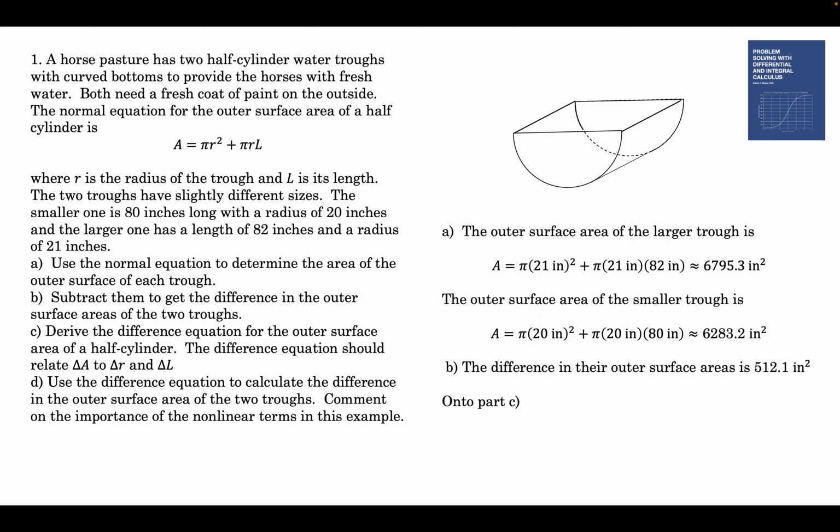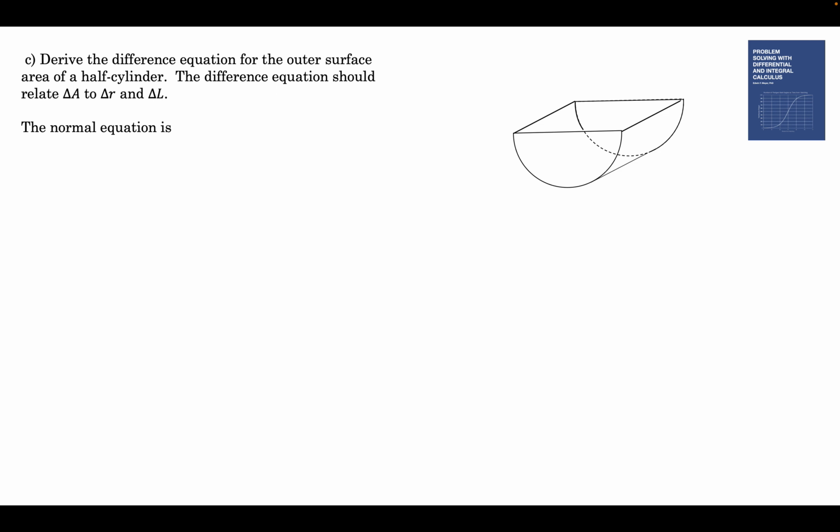Derive the difference equation. So the normal equation is this. We want to know how the area changes, delta A, when we change R by delta R and L by delta L. So the bigger trough has a radius of R plus delta R and a length of L plus delta L and a bigger area, delta A. We have to solve this equation for delta A.